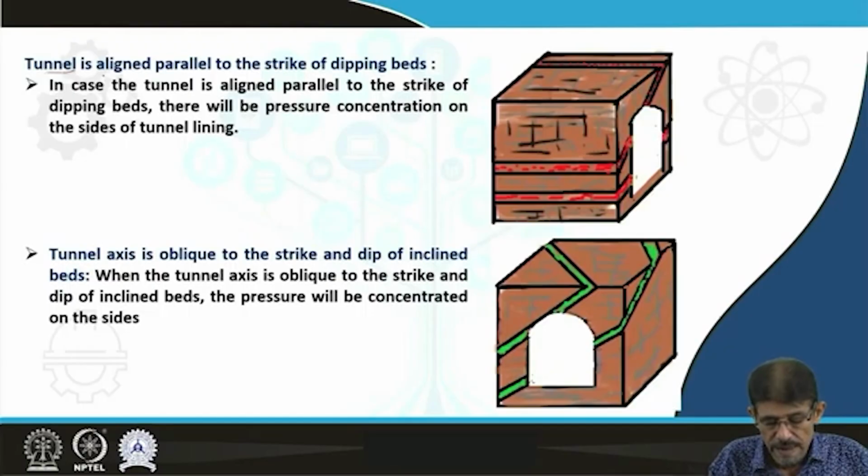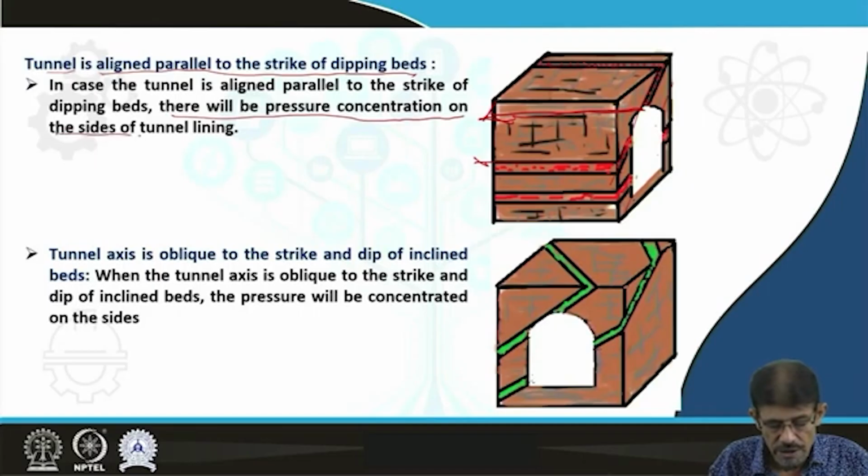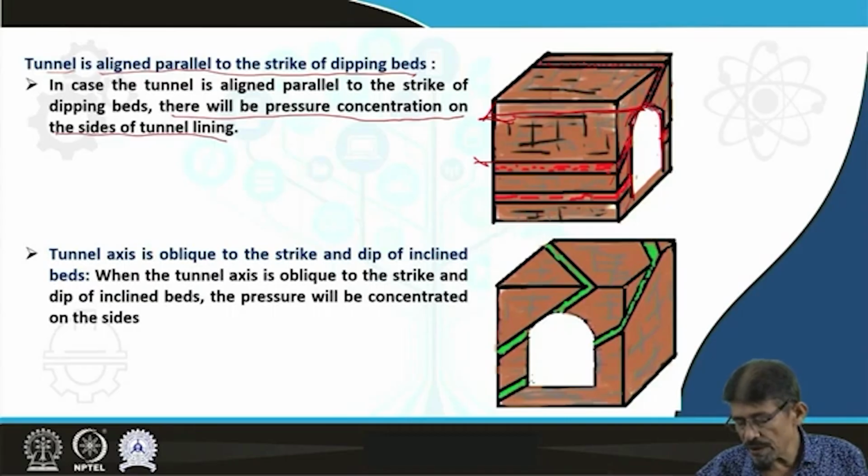The tunnel aligned parallel to the strike of a dipping bed. Here the tunnel is parallel to the strike of the dipping bed. This is the strike of the dipping bed. The bed is dipping in nature. Then in such a situation there will be pressure concentration on the sides of the tunnel lining. Here the sides of the tunnel lining are going to experience a typical problem of pressure or stress concentration, which may create a lot of instability or ground control problems.